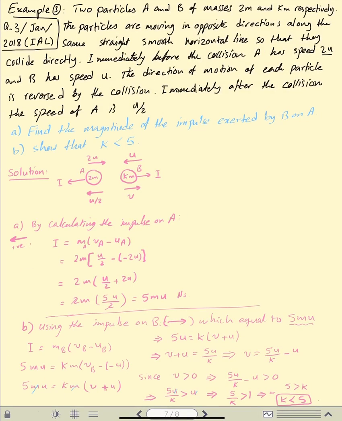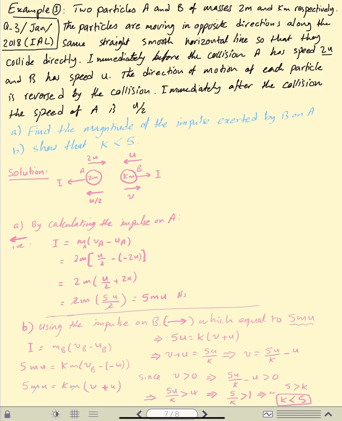Last question for today, which is 2018 IAL, International Advanced Level, question 3. Question says two particles A and B of mass 2m and km respectively. Particles are moving in opposite directions along the same straight horizontal line so that they collide directly. Immediately before the collision, A has the speed 2u and B has the speed u. Direction of motion of each particle is reversed.